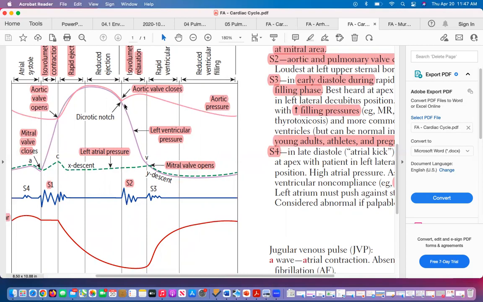As you see, the pressure in the left atria is increasing because we are receiving blood from the pulmonary veins. This is the left atrial pressure, and this is the aortic pressure. So as you see, the left atrial pressure is a little bit increasing because we are receiving blood from the pulmonary veins.